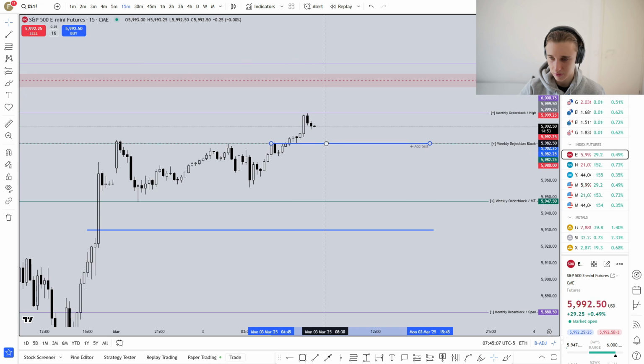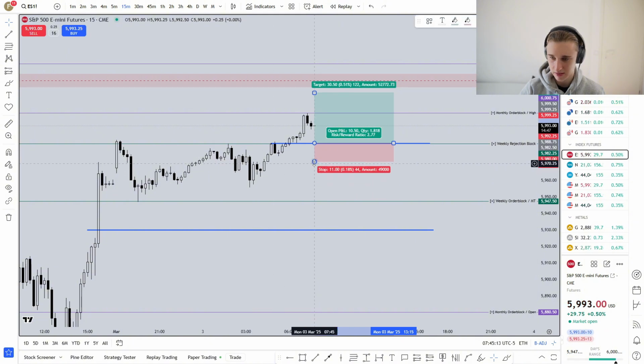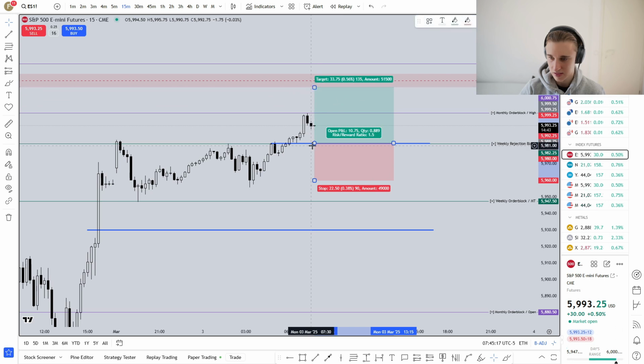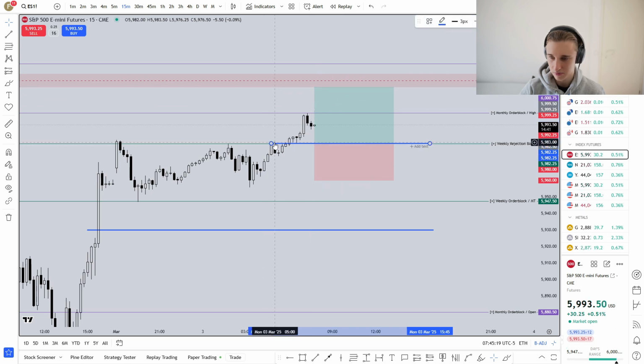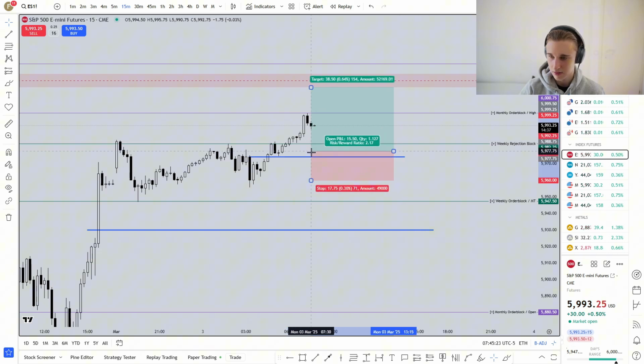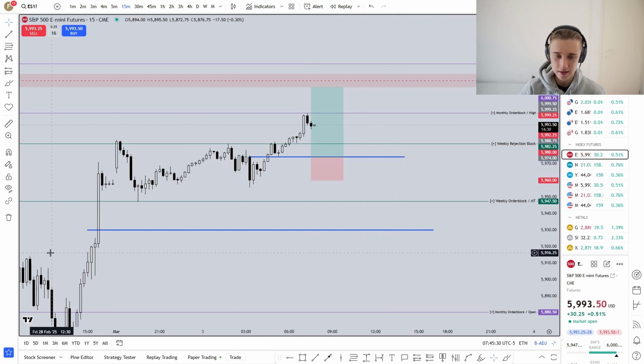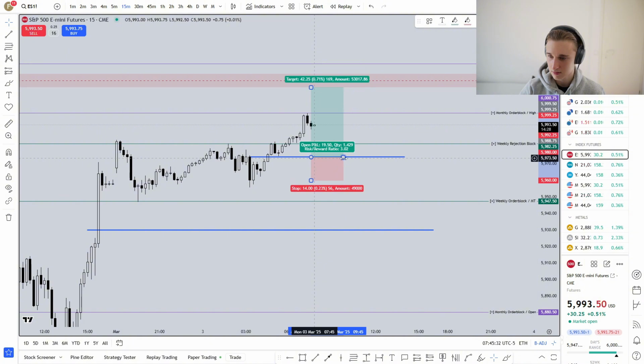So this is a propulsion block, but this is too tight of a stop loss. Market could trade back into the inefficiencies, and this risk to reward is not too beautiful, which I don't like. You can see this would be a much better trade with a 3-to-1 risk to reward ratio, and I think we could really see a trade.